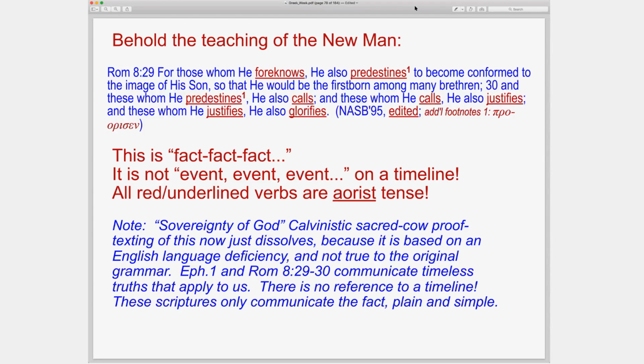So it sounds like an event on a timeline, but it's not. It's just stating a bunch of facts. This is fact, fact, fact. Those whom he foreknows, he also predestines, defines ahead of time, calls, justifies, glorifies. All facts, no time.